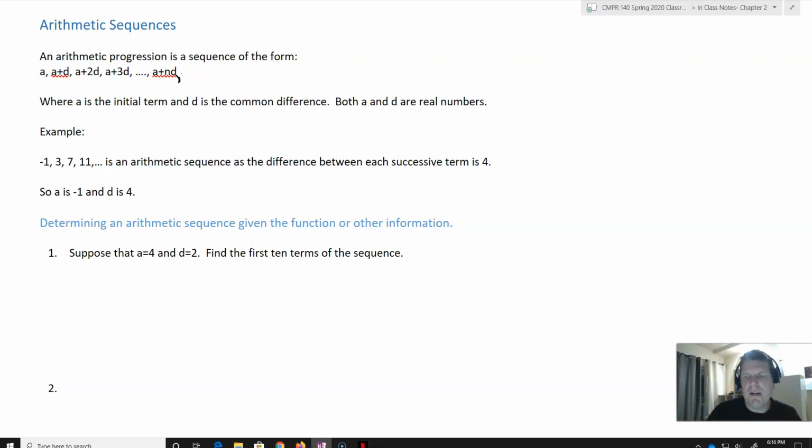Basically, an arithmetic sequence looks like a sequence where we're just going to add the same value each and every time. It can also sometimes be called a linear sequence because we're adding a linear term, some kind of scalar onto each and every subsequent term. For example, -1, 3, 7, 11 is an arithmetic sequence as the difference between each successive term is going to be 4. In this case, a is -1 and d is 4.